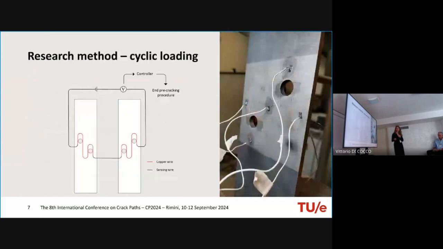So the cyclic loading is done with this principle. We glued some copper wires next to the holes on both sides of the plate. We connected this to an electronic circuit which goes to the controller of the machine. Then if a small crack occurs, it detects a break in the electronic circuit, which will shut off the machine. So the machine will stop after a crack is initiated.